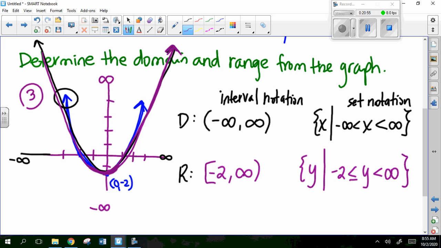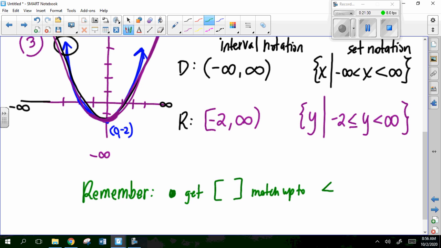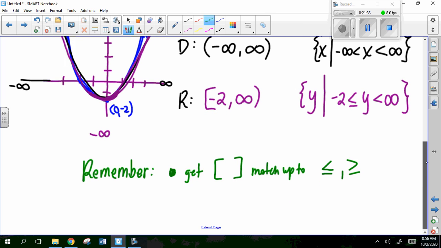Okay, I know that's a lot. All right, so let that sink in for a minute. In your notes, to remember the whole idea of closed brackets and parentheses, please remember that closed points get square brackets, and they match up to the inequalities that have the equal to part.